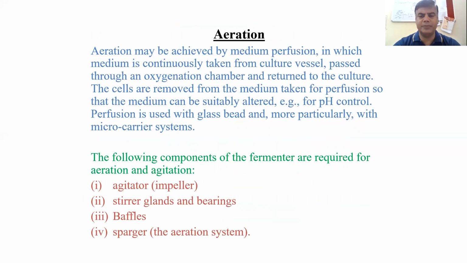Aeration may be achieved by medium perfusion, in which medium is continuously taken from culture vessels, passed through an oxygenation chamber and returned to the culture. Perfusion is used with glass beads and more particularly with the microcarrier systems. The following components of the fermenters are required for aeration and agitation: impeller, stirrer glands and bearings, baffles, and the aeration system disperser.